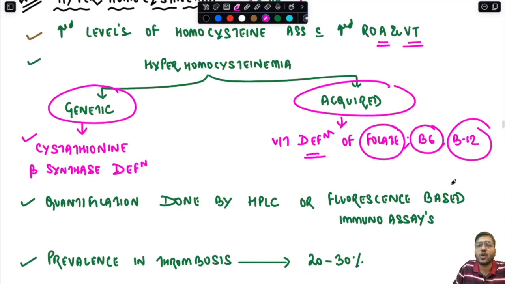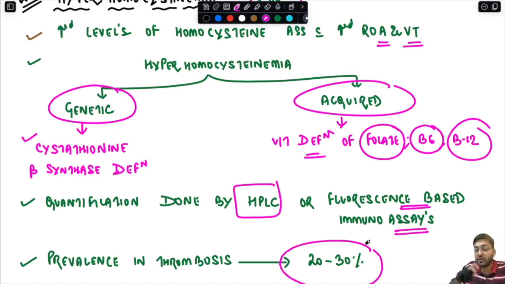Remember, the quantification of homocysteine is done by HPLC or fluorescence based immunoassays. Now what is the prevalence in thrombosis of this disorder? It is 20 to 30%. So there is a very high prevalence among the different causes of thrombosis.